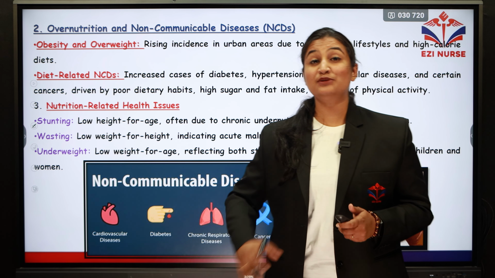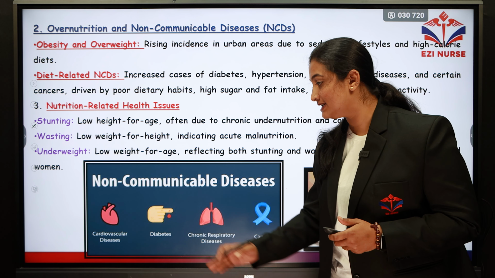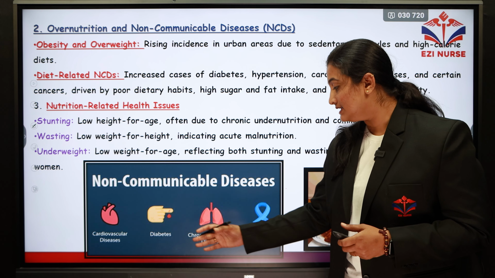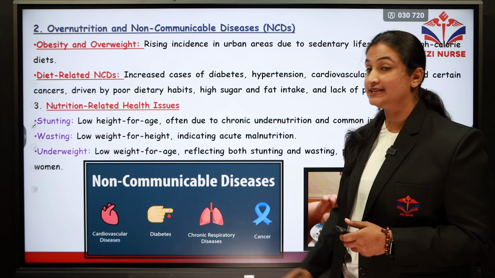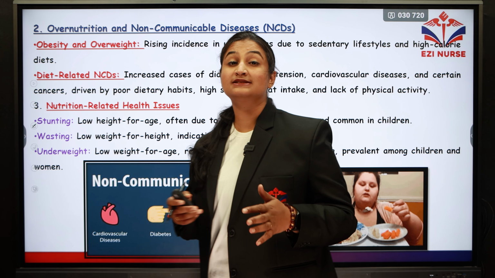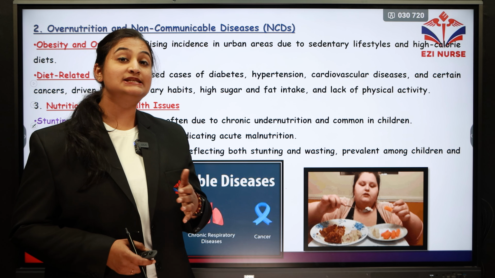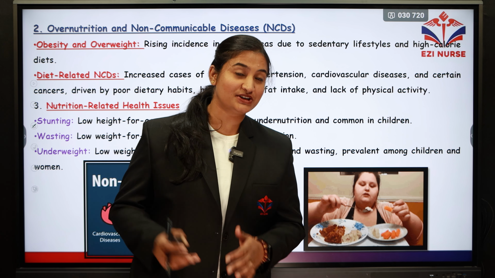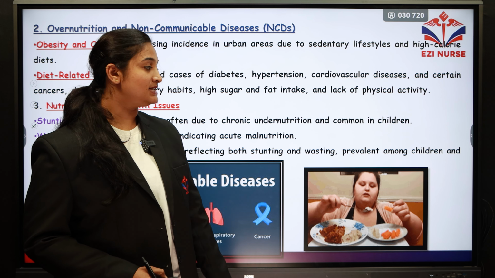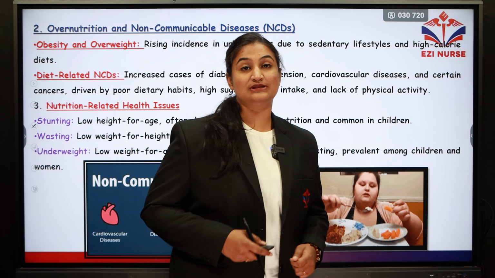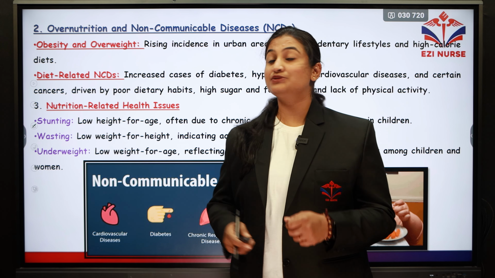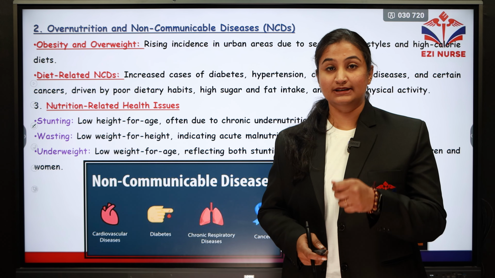So here you can see what is this non-communicable disease. That is cardiovascular disease, which sometimes can lead to diabetes, then chronic respiratory disease, cancer. So these are some kinds of non-communicable diseases that sometimes cannot be cured as easily as communicable diseases. Here you can see overweight, overeating also. So these are some things that you can see in overnutrition and non-communicable diseases.